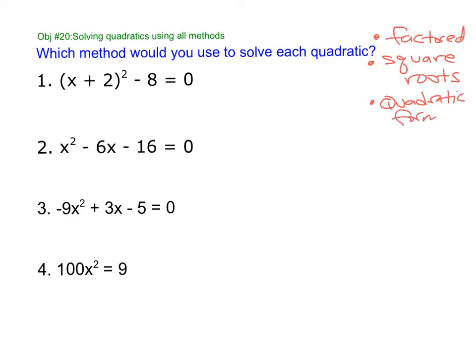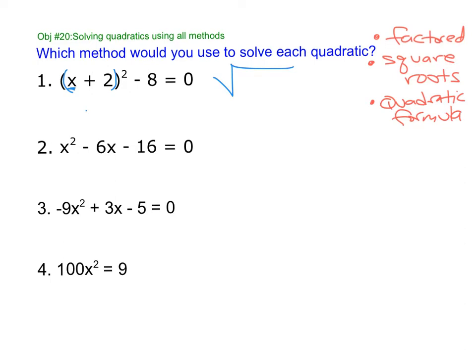So what I want you to do is go through and just label which method you think would be best for each of these. Now, there isn't necessarily a wrong answer. There are some wrong answers, but there are multiple answers for some of these. It really depends on your thoughts on it. So number 1, there's really no question. This is a square root problem. Because we only have one x in the problem, we see we have our parentheses squared. So we're going to add the 8, take the square root of both sides.